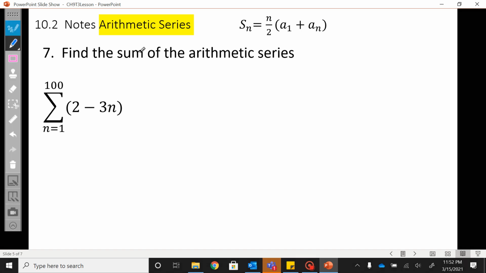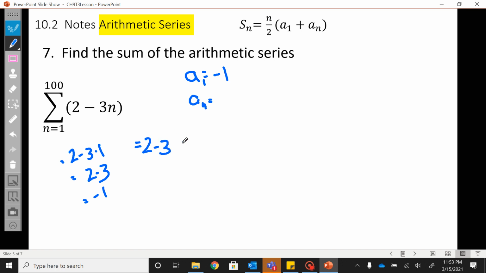All right, let's try again. So the sum of the series here from 1 to 100 of 2 minus 3n. The first term, we would just plug in 1. So 2 minus 3 times 1 is 2 minus 3, which is negative 1. So the first term is negative 1. The nth term, or the last term, I would have to plug in 100. So 2 minus 3 times 100, which is 2 minus 300, is negative 298.